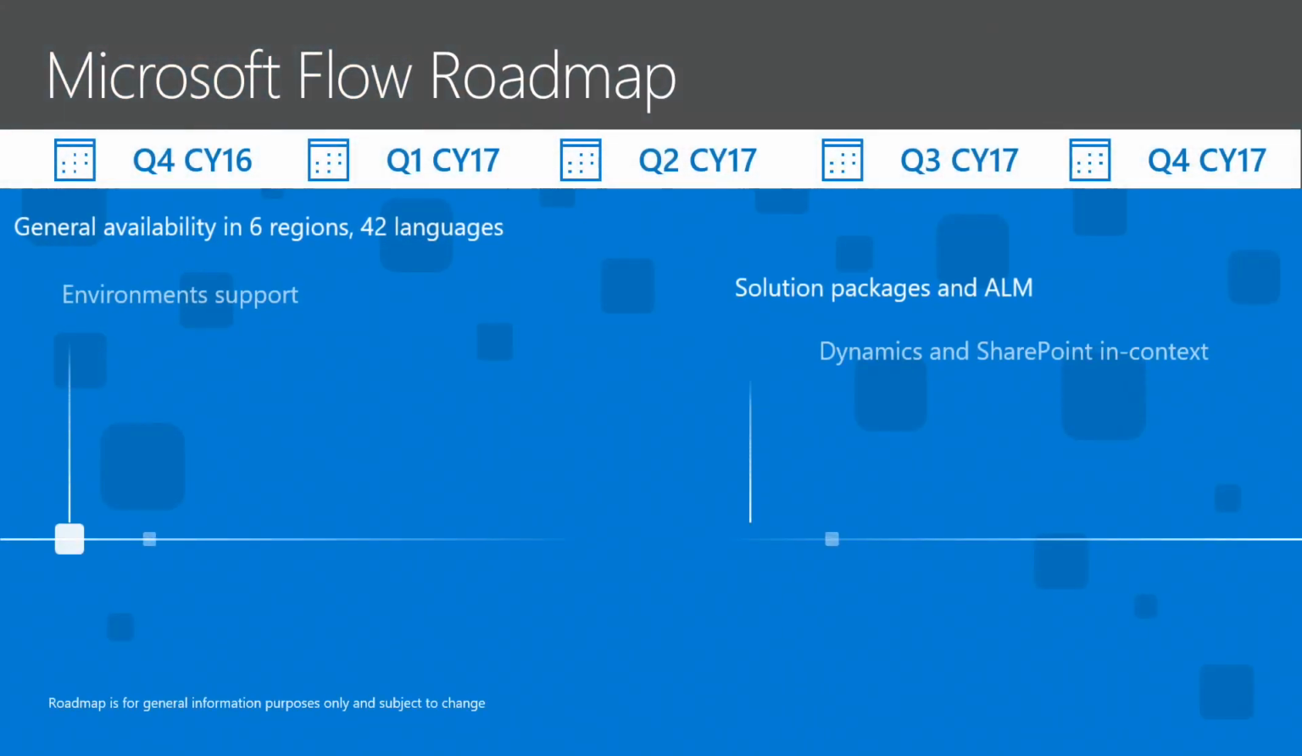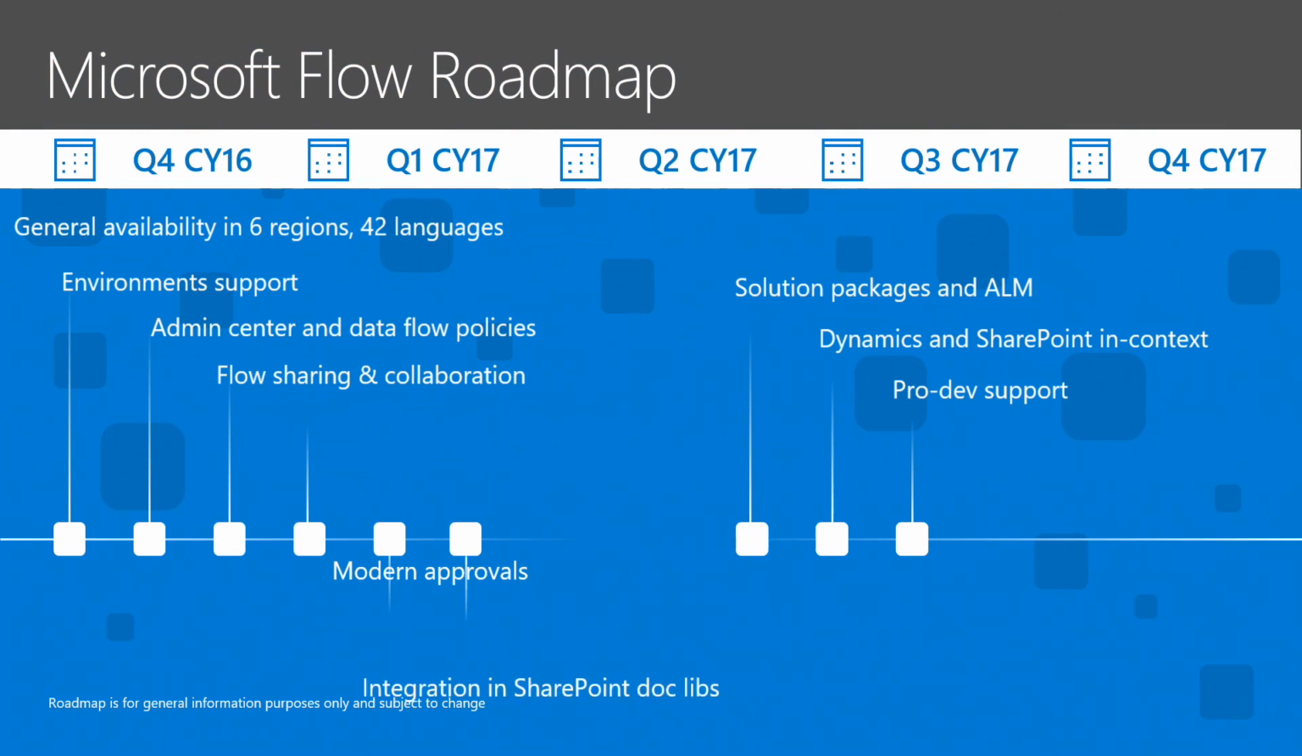So I want to round things off by talking a little bit about our roadmap. For Flow, being in Azure and being part of the Cloud and Enterprise division, we move very quickly. So we've been shipping one feature after another since announcing general availability in November. We added the ability to do environments, which is a collection of your apps and resources. We added the admin center, where you can see all of your resources.